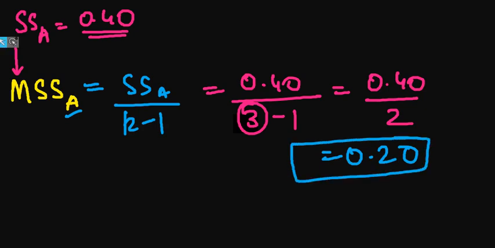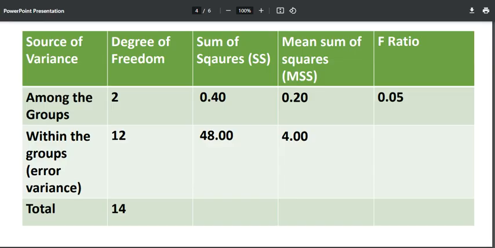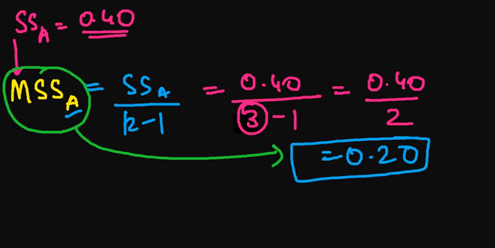Pretty easy. So the value of mean sum of squares among is 0.20. Yes, we are correct. For among the groups, the value is 0.20. Make sure to remember or note down all these values for your further calculation.